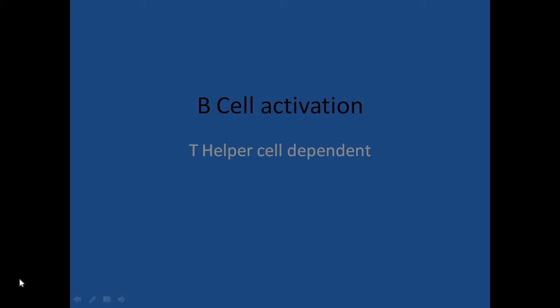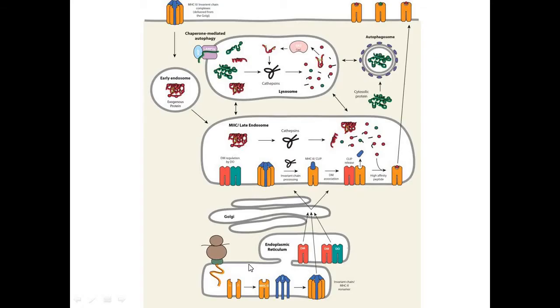Friends, today in this video we'll discuss B cell activation that occurs with the help of T helper cell. In general, B cells can be activated via T helper cell as well as independently of T helper cell. But today in this video we will focus on the activation of B cell via T helper cell. So how does this process take place?